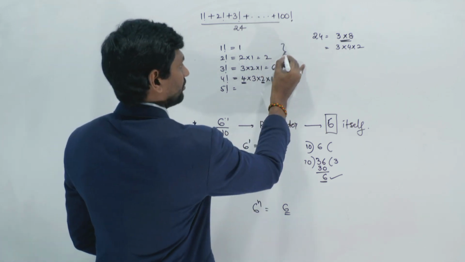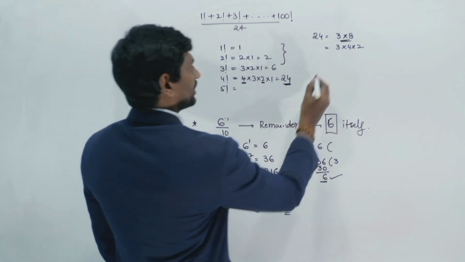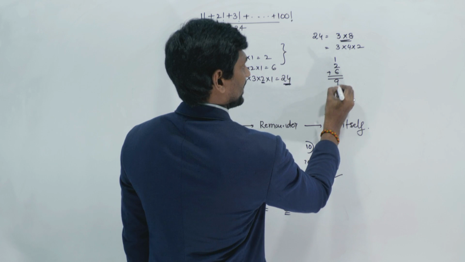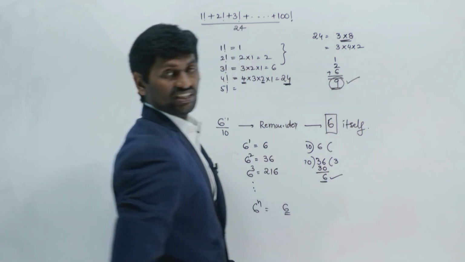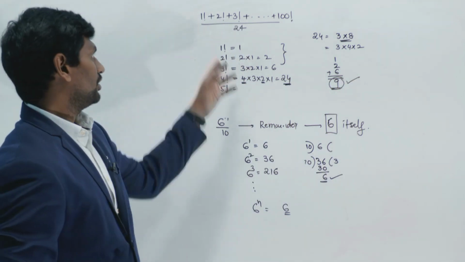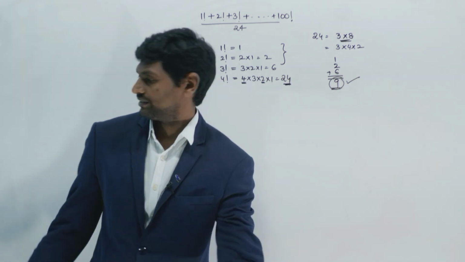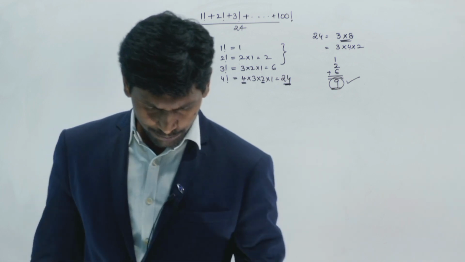That means we need to check up to here. What is that? 1 plus 2 plus 6 is 9. So therefore the remainder is 9 when it is divided by 24. That's it. That is our answer. Right. So let us go to the last problem for this.